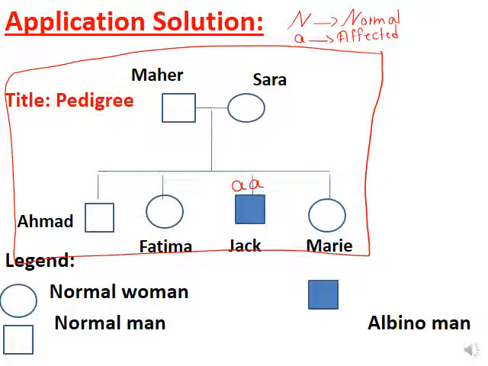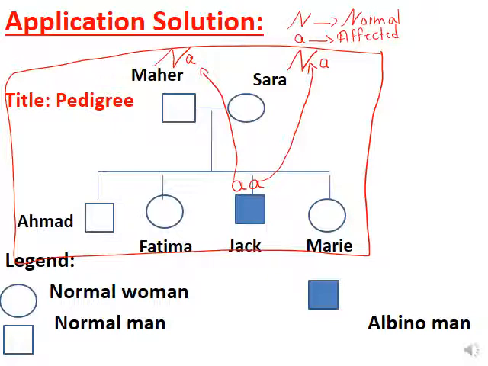First of all, Maher is normal. So sure, Maher has the N allele, the normal, which is the dominant, but also Sarah has the normal allele. Jack has two alleles, A small, A small. So Jack will inherit A small from the mother, from Sarah, and A small from the father, from Maher. So both of them are heterozygous, having genotype N capital A small and N capital A small. So they carry the allele of the disease, but it was masked in the parents.